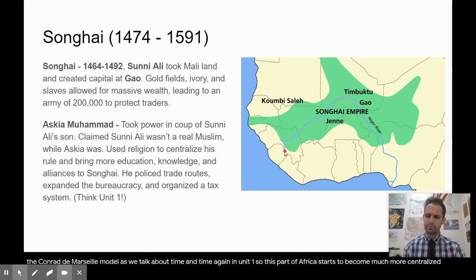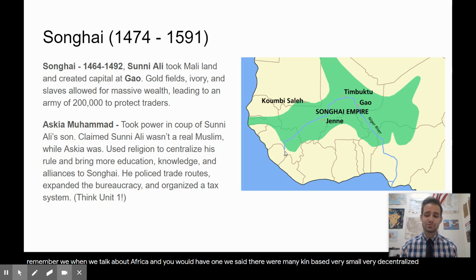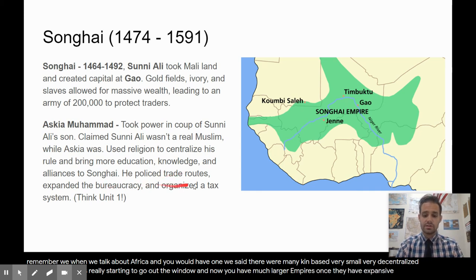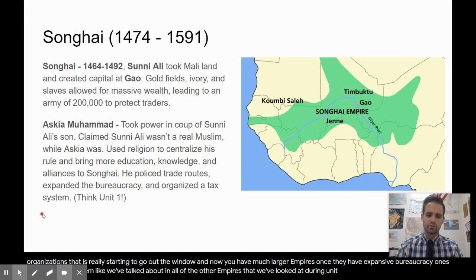Remember, when we talked about Africa in Unit 1, we said there were many kin-based, very small, very decentralized organizations. That is really starting to go out the window, and now you have much larger empires, ones that have expansive bureaucracy, ones that have a tax system, like we've talked about in all of the other empires that we've looked at during Units 1 and 2, but also an empire that is not anti-intellectual, is actually pro-intellectual.